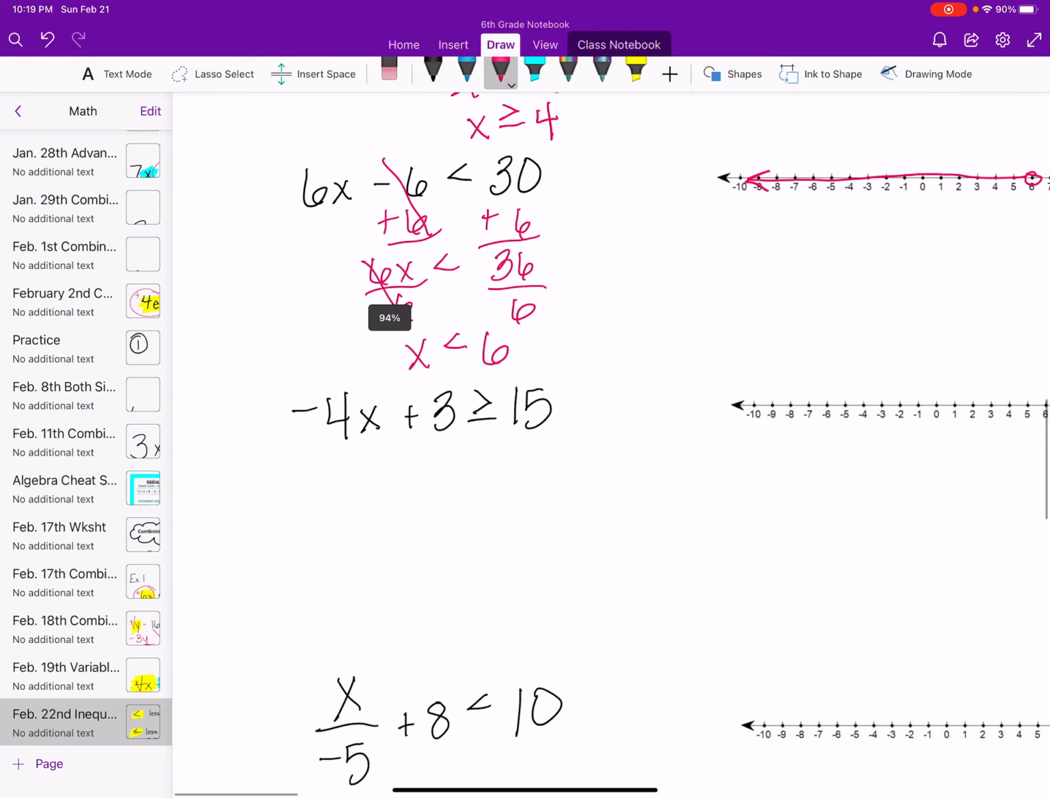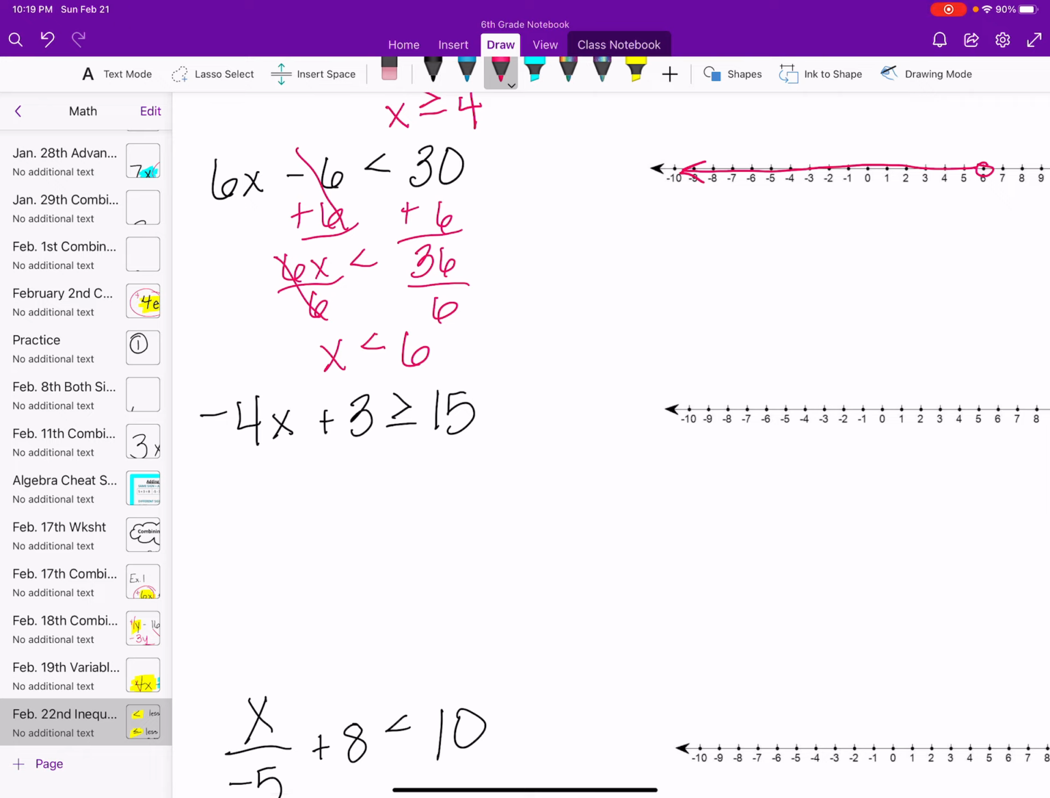Okay, so first I want to start off like a normal algebra equation. The opposite of plus 3 is minus 3. Then I get negative 4x is greater than or equal to 12. The opposite of negative 4 times x is dividing by negative 4 on each side. Okay, and now I have x and I get a negative 3.